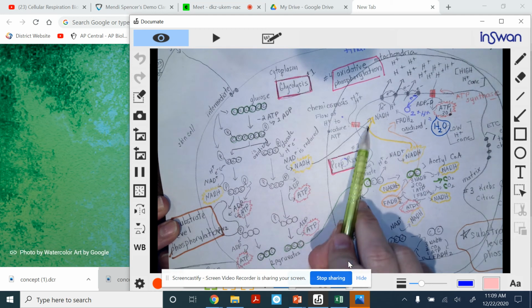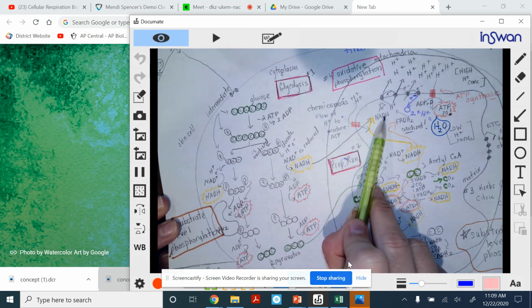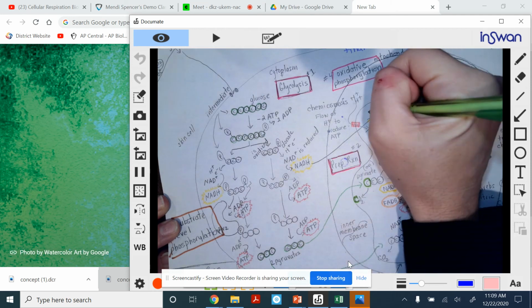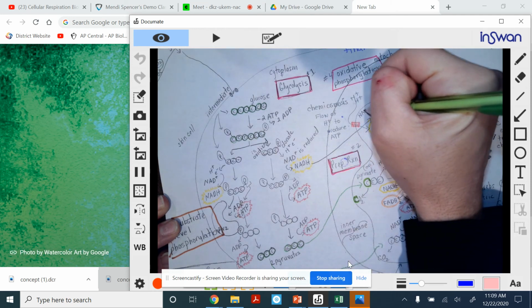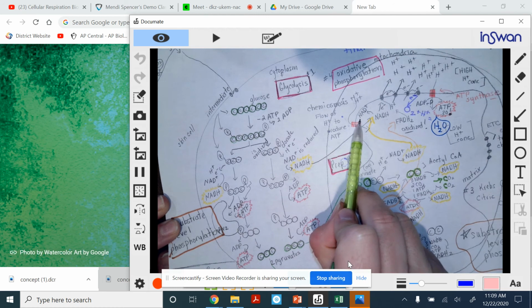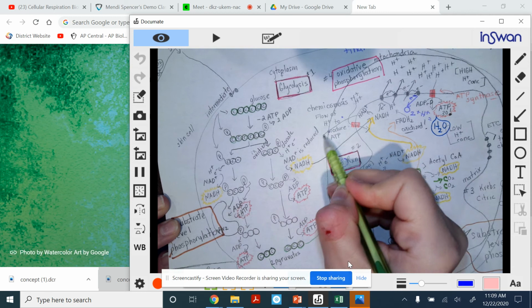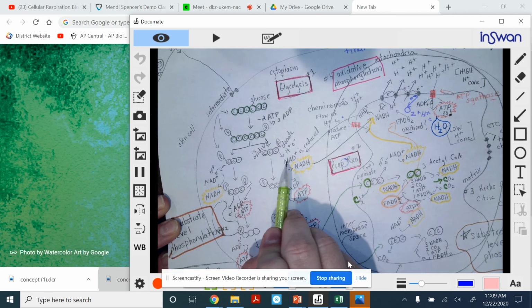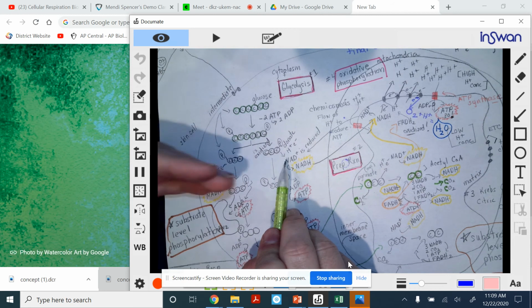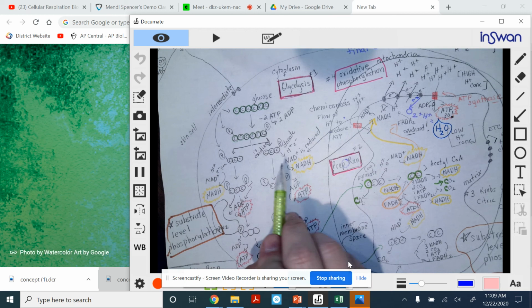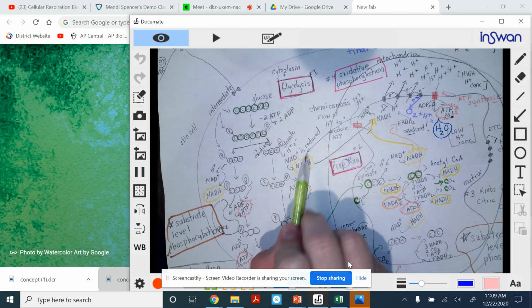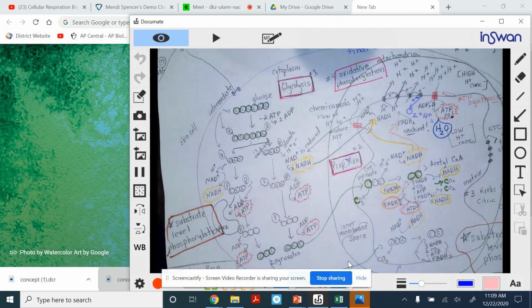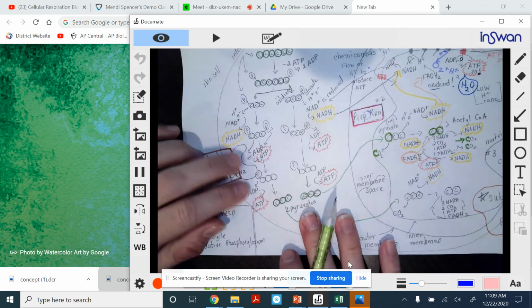Now, does it make sense that after the NADH releases the protons and the electrons, it is regenerated into NAD+? Does that make sense, now we have the NAD+ to come back to get more protons and electrons for another glucose that's going through this process? Okay. All right. Because this is kind of key to something that we're going to talk about today. All right. Anyway, we end up with 4 ATP.